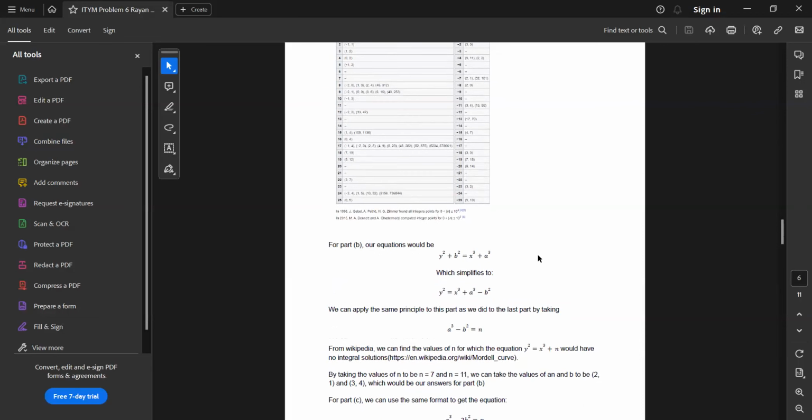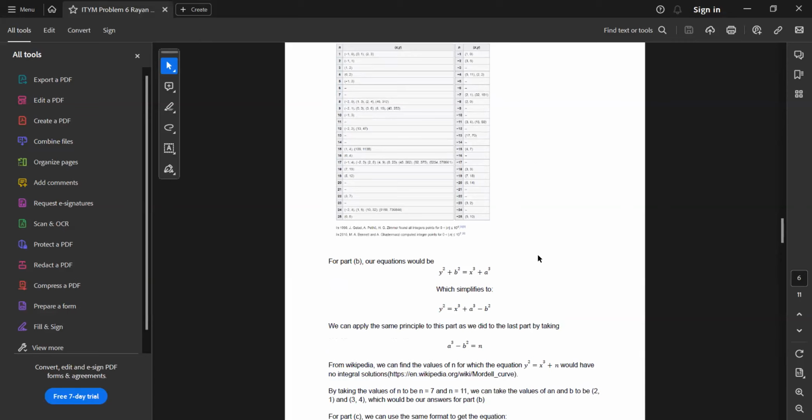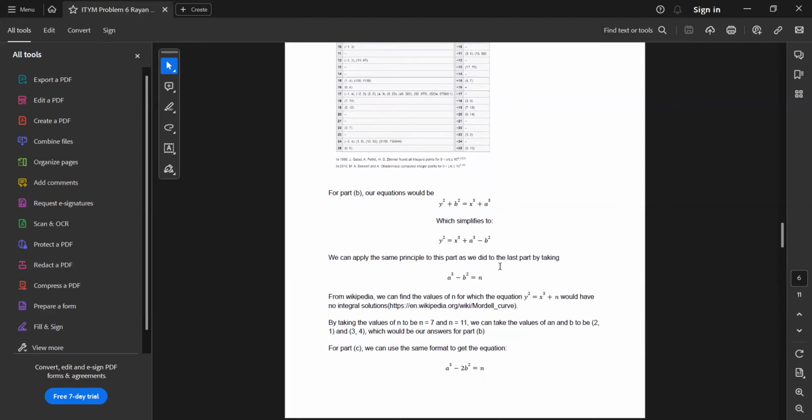अच्छा, now for part B, our equation would be basically when k is equal to 1, y square plus b square is equal to x cube plus a cube, which we can simplify to write y square is equal to x cube plus a cube minus b square. अच्छा, जैसे पिछले पार्ट के अंदर हमने a cube is equal to n लिख लिया था, इस पार्ट के अंदर हम लिख सकते हैं a cube minus b square is equal to n. सही है. And then we would use the same methodology.